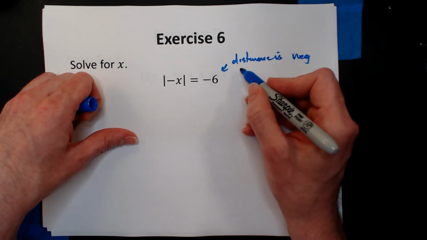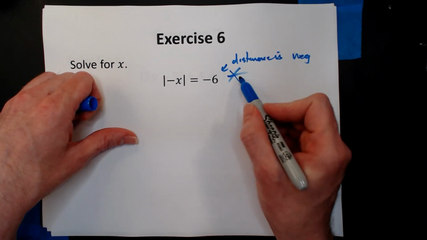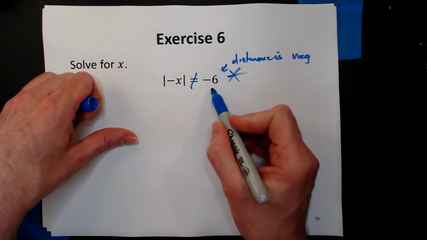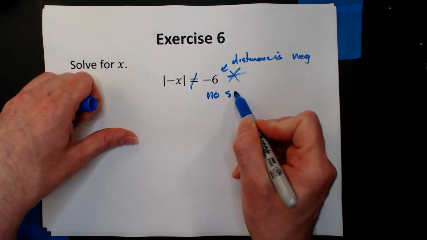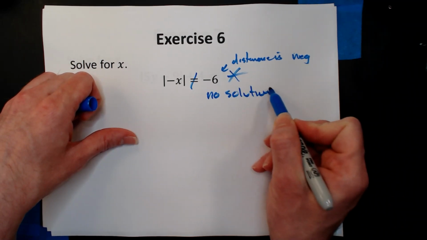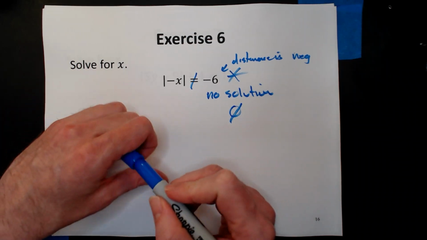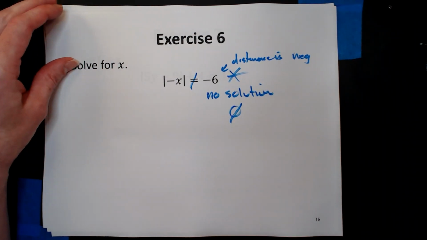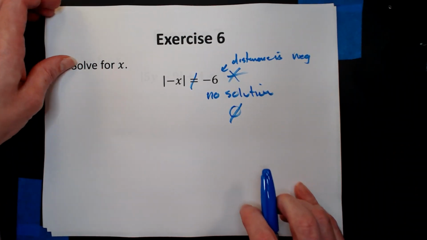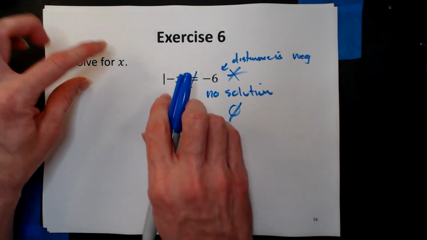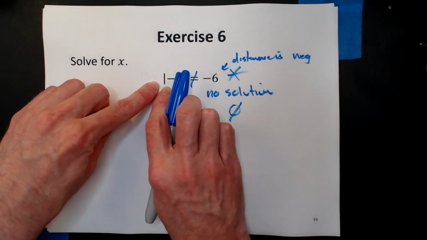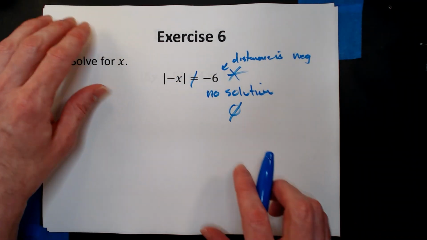And that never happens. So that's no solution. So this can't happen. No solution. The distance can't be negative. Distance can only be positive or 0. Now, if there was a negative out front, we'd have to put it in standard form, and you'll see that as well. We'll put a negative out front.